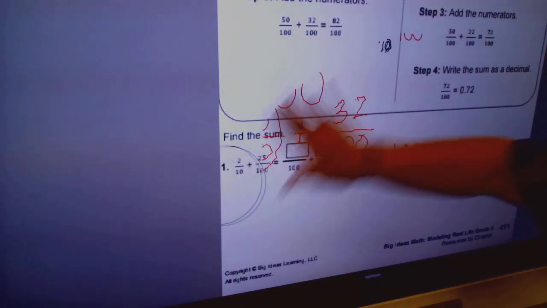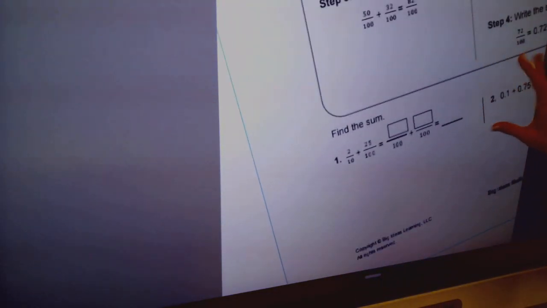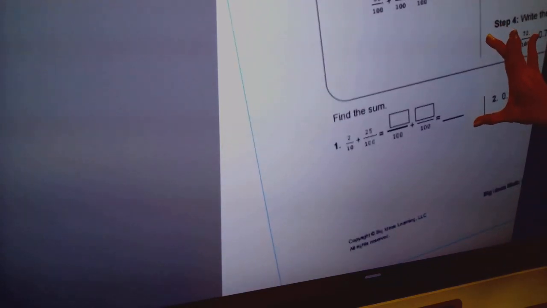I'll erase some of this. Oh, goodness gracious. Ah, look at that. It's doing its thing.